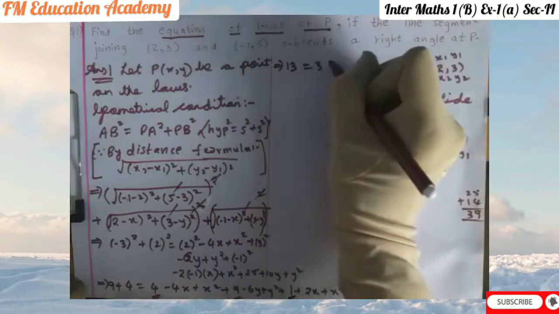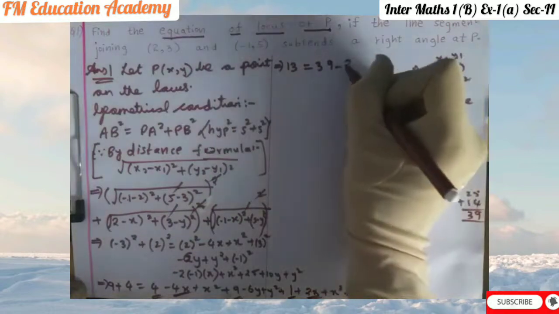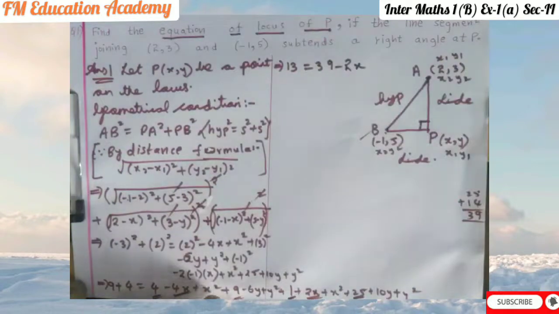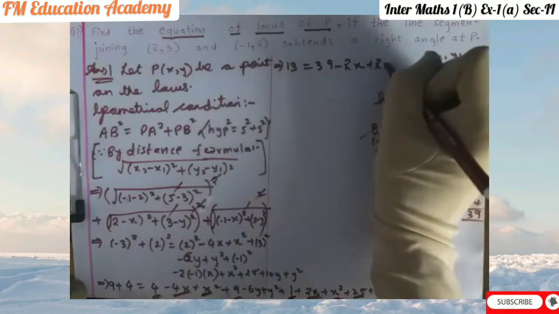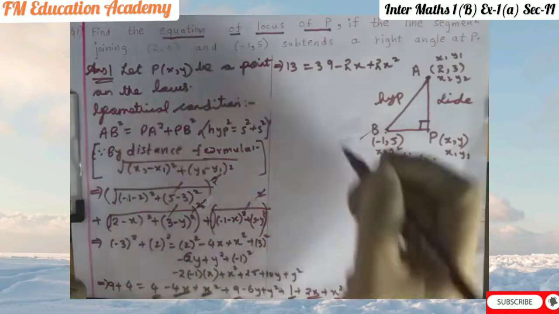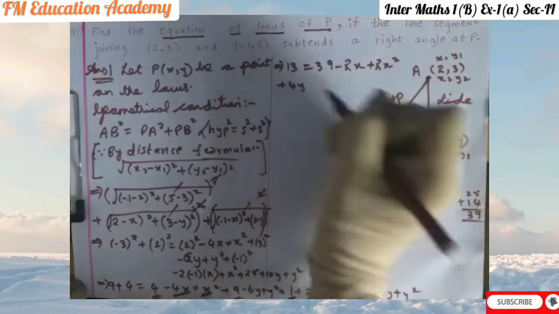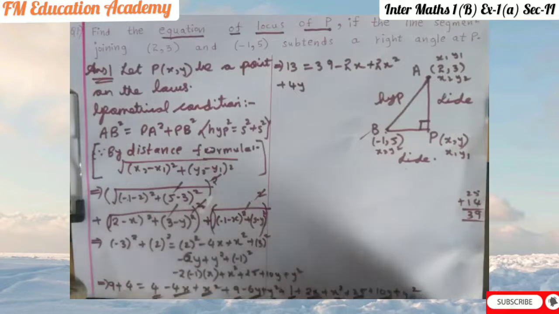So 39, and here we have how many x terms? Minus 4x plus 2x will give us minus 2x, and how many x squares we have? x square plus x square is 2x square. Next we have minus 6y, and here we have plus 10y. Minus 6y plus 10y will give us plus 4y, because 10 minus 6 is 4. So plus 4y. Then we have y square, y square. y square plus y square is 2y square.